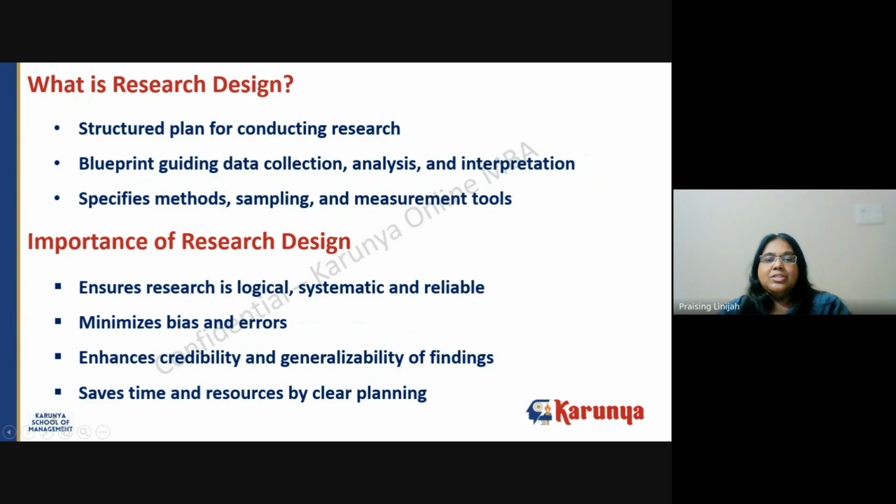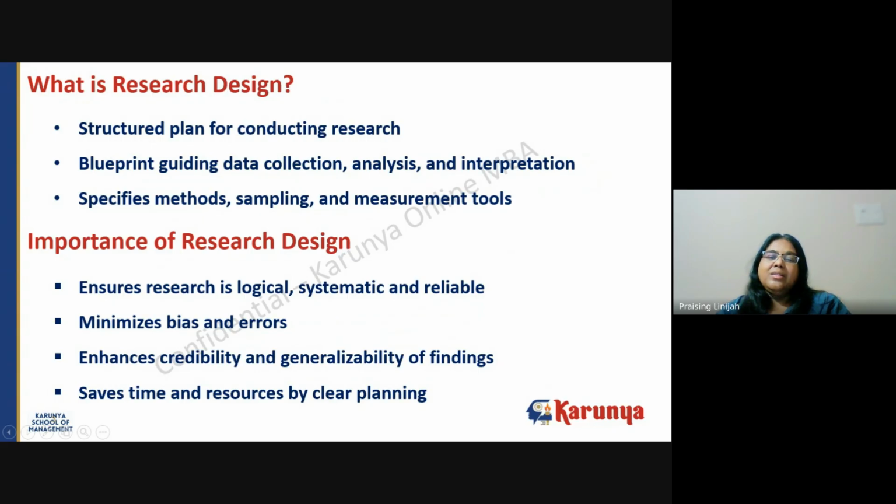What is research design? At its core, research design is a structured plan for conducting research. It clearly spells out how you will collect, analyze, and interpret data. It specifies everything from the methods you will use, the sampling process, to the measurement tools that are involved in it.